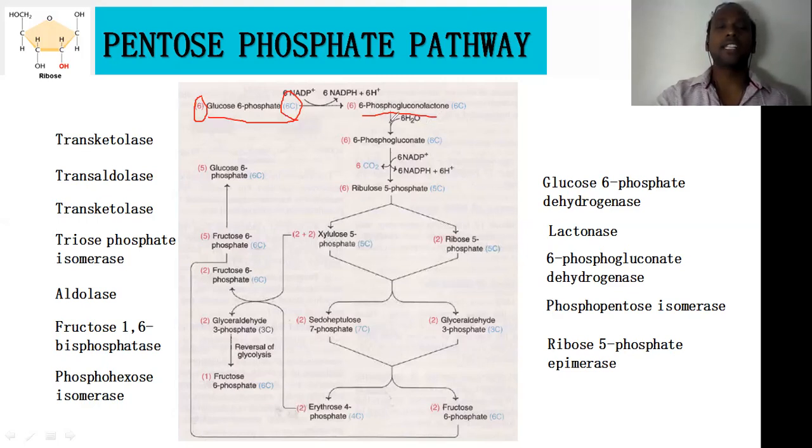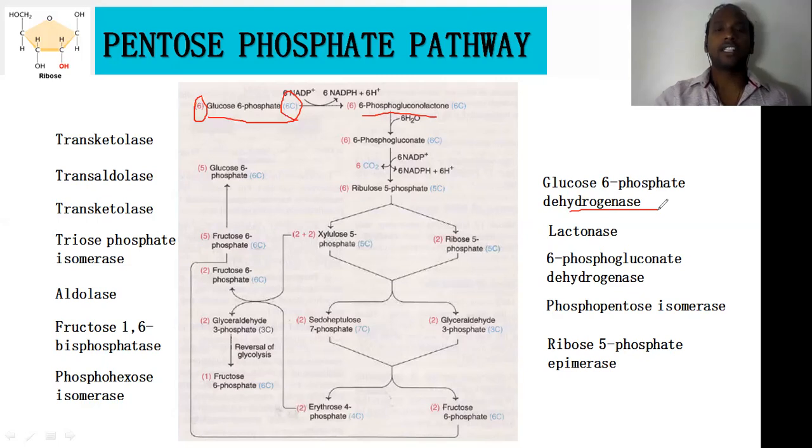For this, the enzyme involved is glucose 6-phosphate dehydrogenase. Whenever you see a dehydrogenase, which I already discussed in earlier videos, it can definitely be involved in the synthesis of NADPH, or reducing equivalents. So here 6 NADP+ is converted into 6 NADPH. One NADPH is formed for each glucose molecule, so a total of 6 NADPH are formed, right?